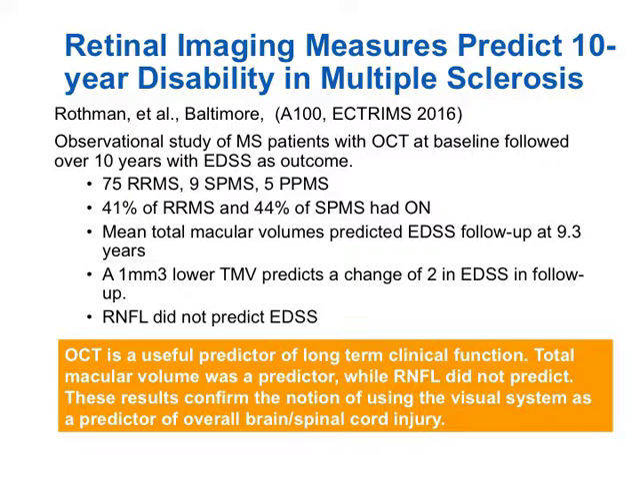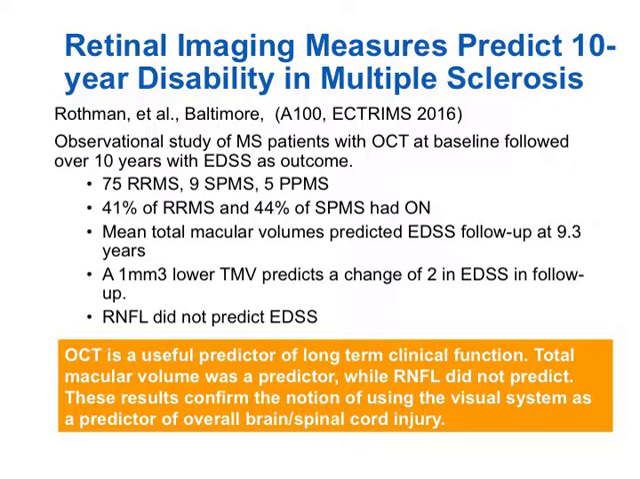They conclude that a 1 millimeter lower total macular volume predicts a change in 2 of the EDSS in follow-up. Interestingly, the authors also found that retinal nerve fiber layer thickness did not seem to predict EDSS, at least in this study. So we can conclude that OCT is a useful predictor of long-term clinical function, that total macular volume was a good predictor, while retinal nerve fiber layer thickness did not predict EDSS.